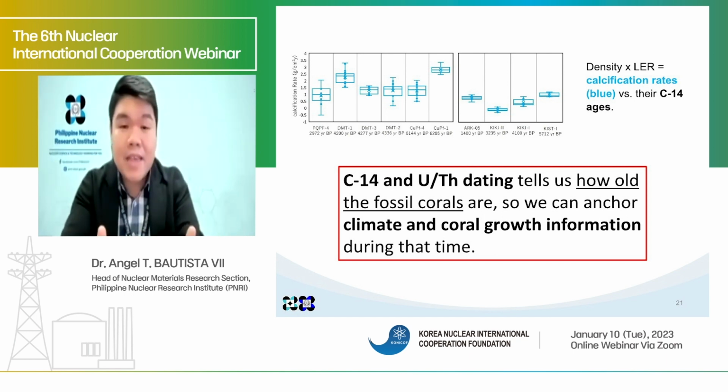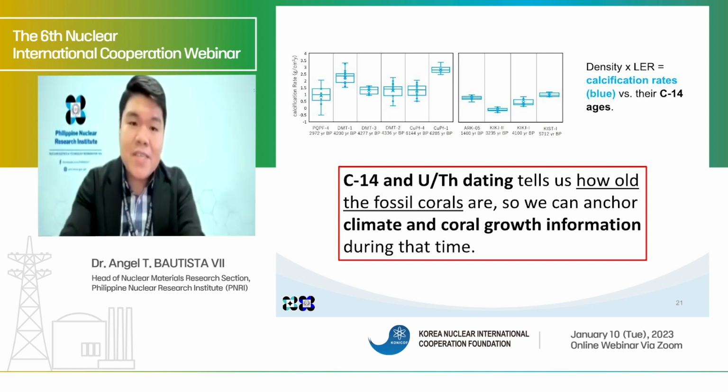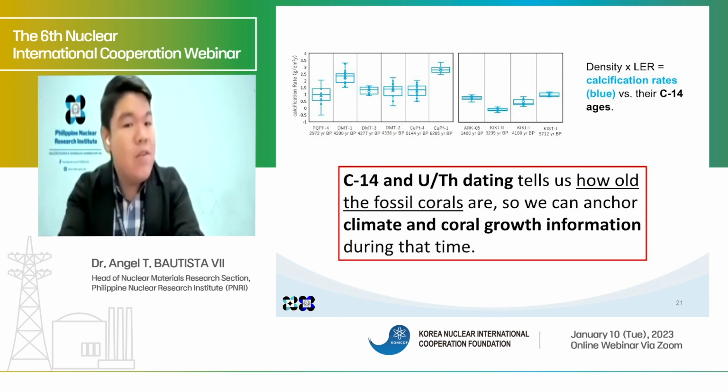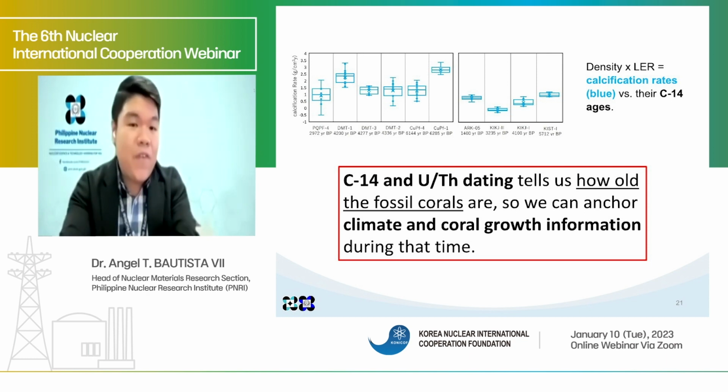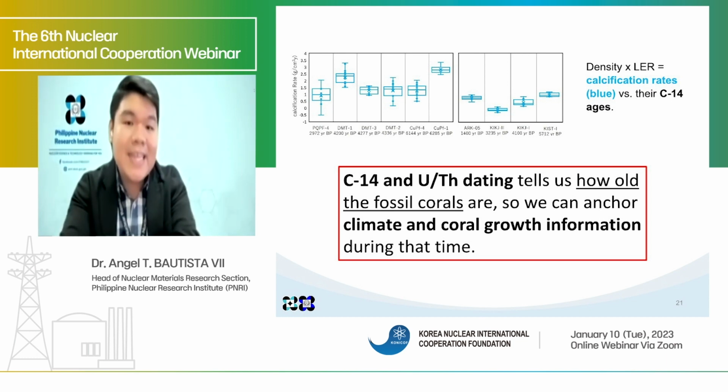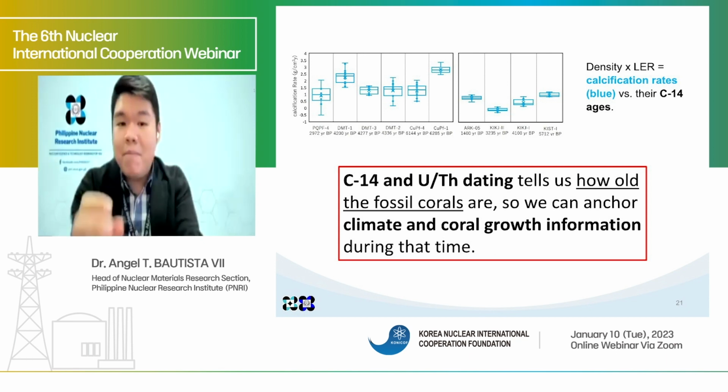And so those three things say something about the health of the corals and how they are growing through time. When we pair that with another nuclear science analysis, which is radiocarbon dating or uranium-thorium dating, particularly for the fossil corals, we will know, for example, that our samples were 3,000 years before present or 4,000 years before present. So we could anchor all that information at a particular point in time.